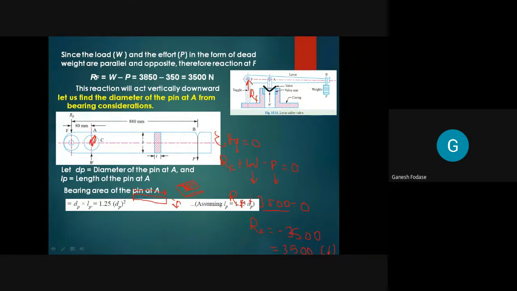But we know that LP is, we are assuming that LP is 1.25 times DP. This is our assumption. LP means length of the pin is 1.25 times DP. Some assumptions are there. So if I put value of LP in terms of DP, we get 1.25 into DP square is your bearing area of the pin A. Now next.